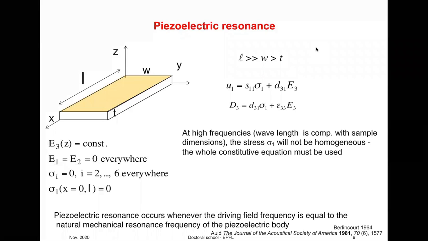We now discuss piezoelectric resonance. As you know very well, any mechanical body, any solid body, can be excited into mechanical resonance by applying forces to it. In piezoelectric materials, one can excite mechanical resonance, mechanical vibration of the sample at a resonance frequency, by applying an electric field. And this is possible because piezoelectric materials can produce strains and stresses by application of electric fields. So how does this work?